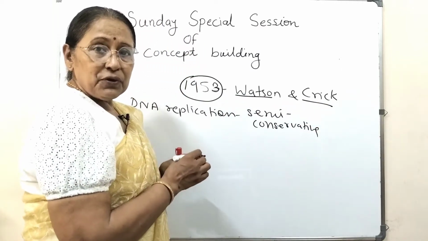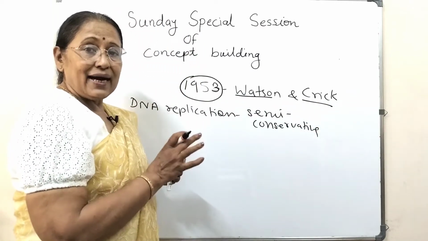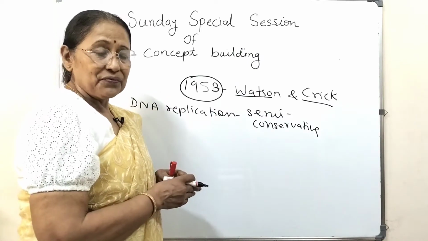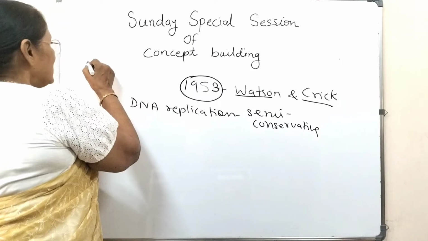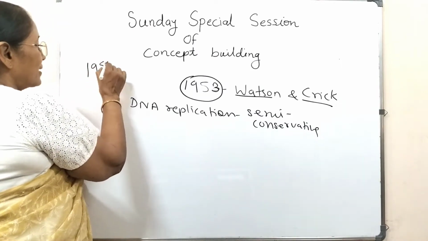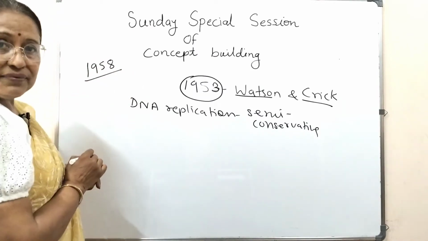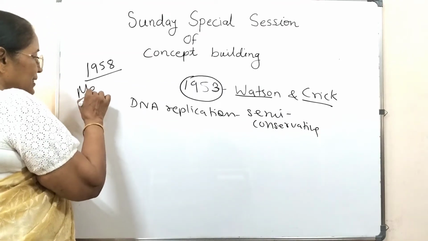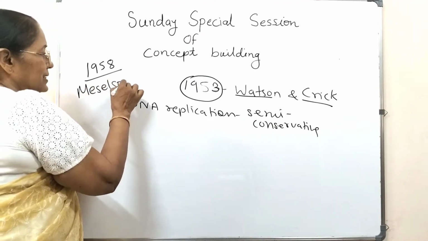But there was no proof. No one had proved that yes, it is semi-conservative replication, and this is the proof. This proof was provided in 1958. By whom? By Meselson and Stahl.